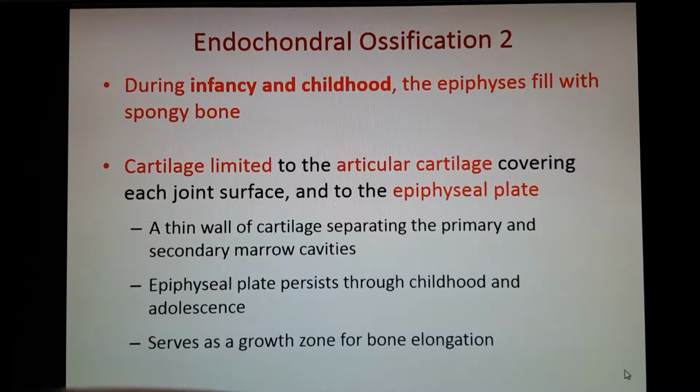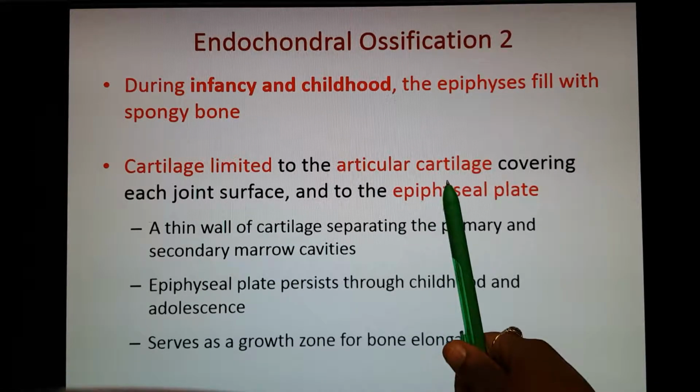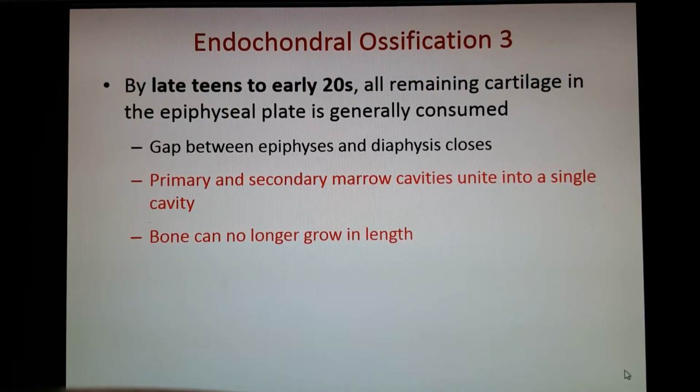So with your endochondral ossification, the lengthening of our bones, during infancy and childhood, the epiphyses, those big enlarged heads, are filled with spongy bone. And your cartilage for these bones is limited to the articular cartilage, the cartilage that's only at joints, and the epiphyseal plate or growth plate, which is filled with hyaline cartilage. This serves as a growth zone for bone elongation, eventually until the late teens, early 20s.